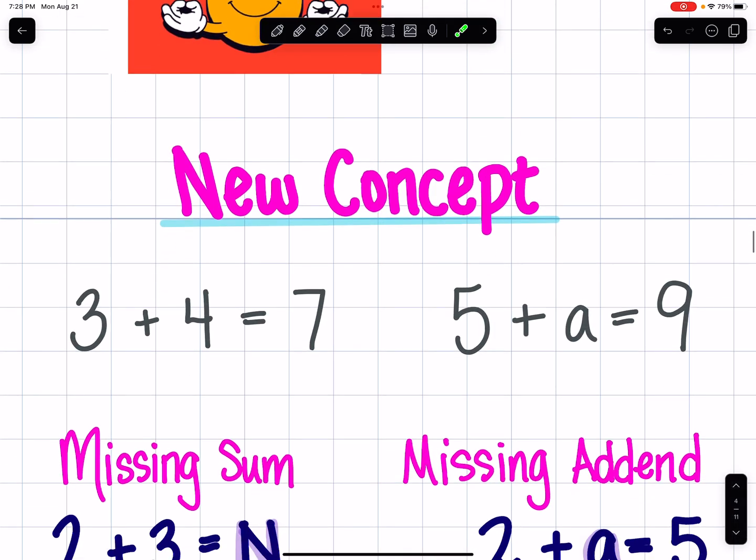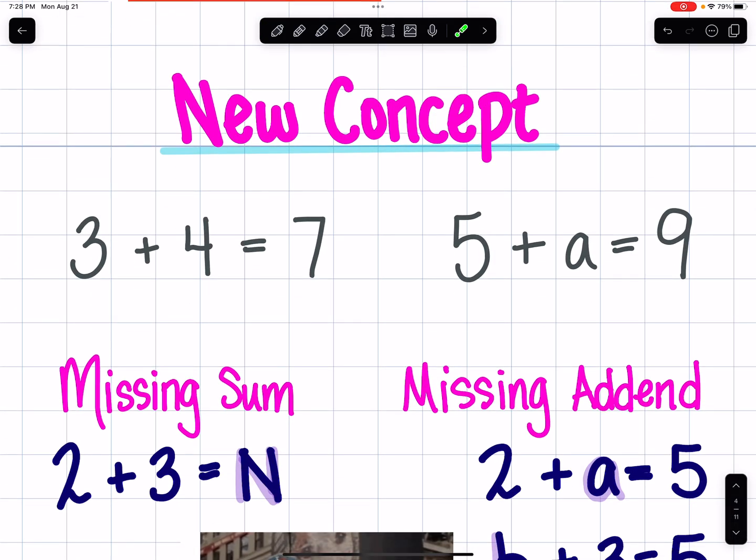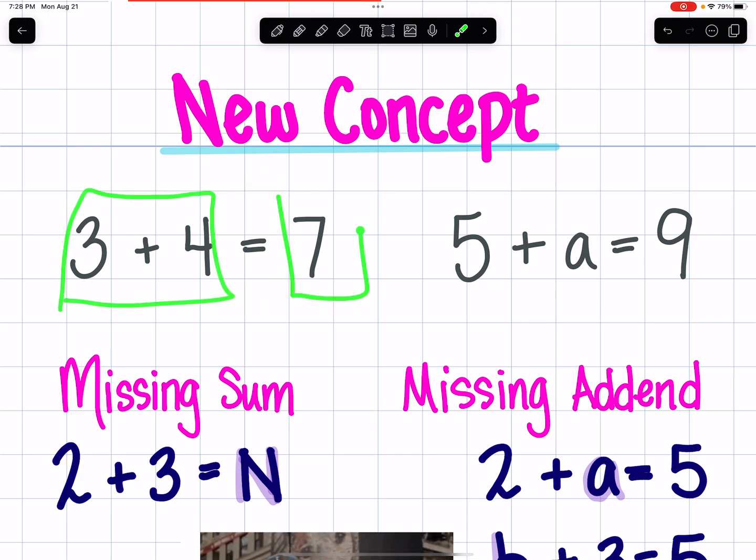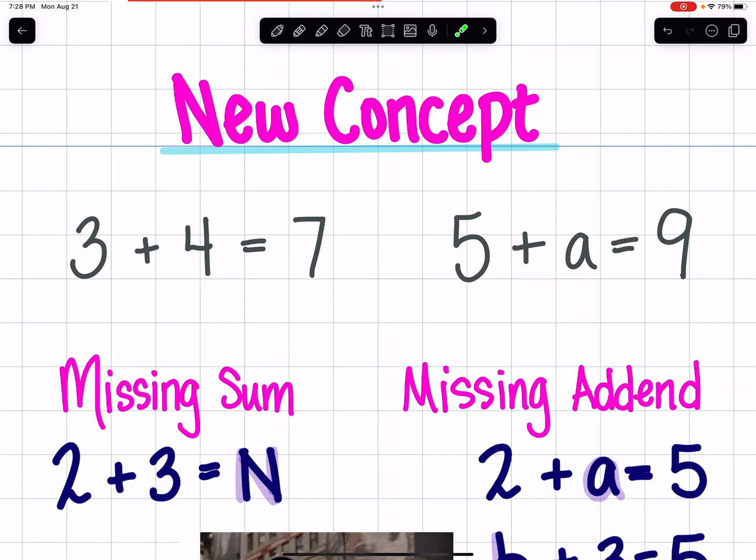We are going to move on to our new concept of the day. The new concept is just the idea of an equation. What is an equation? We've got an equal sign here. We've got something of value here and something of equal value on the other side of the equation. An equation is a statement where the two quantities are equal. So here's an equation, and then here's another equation.